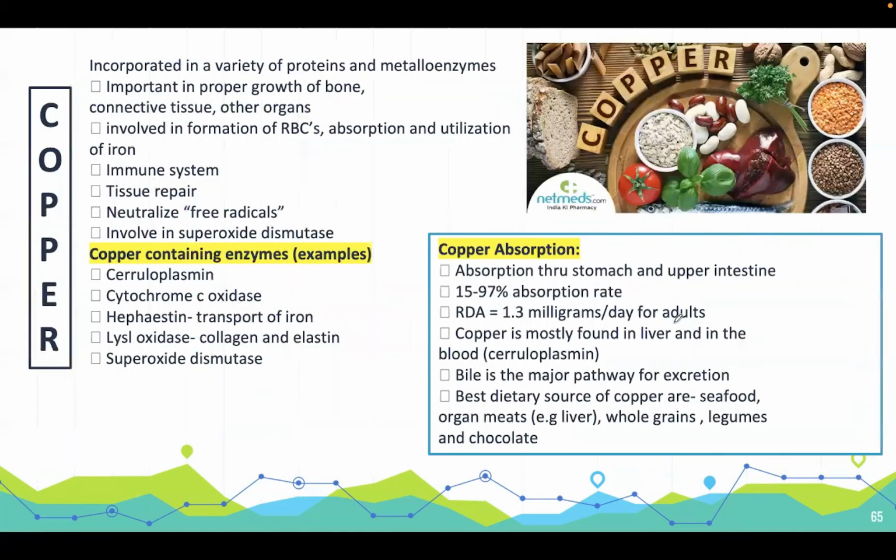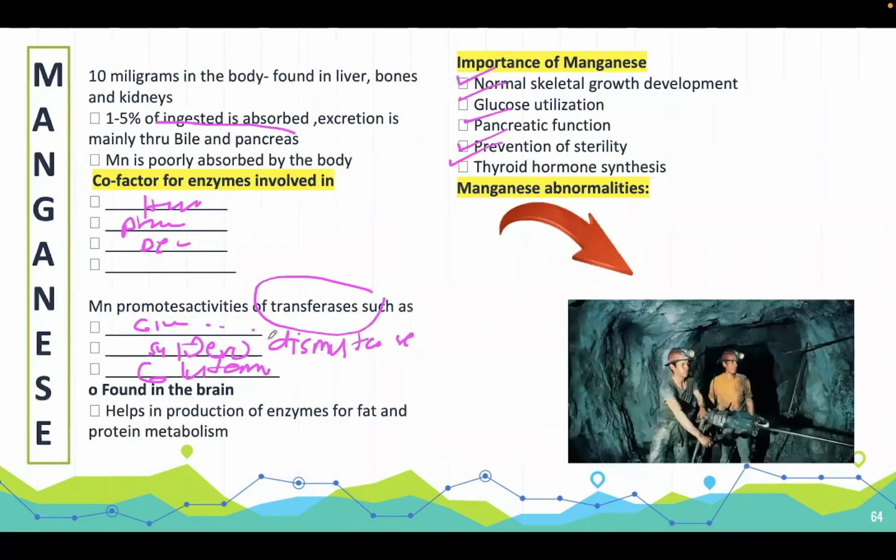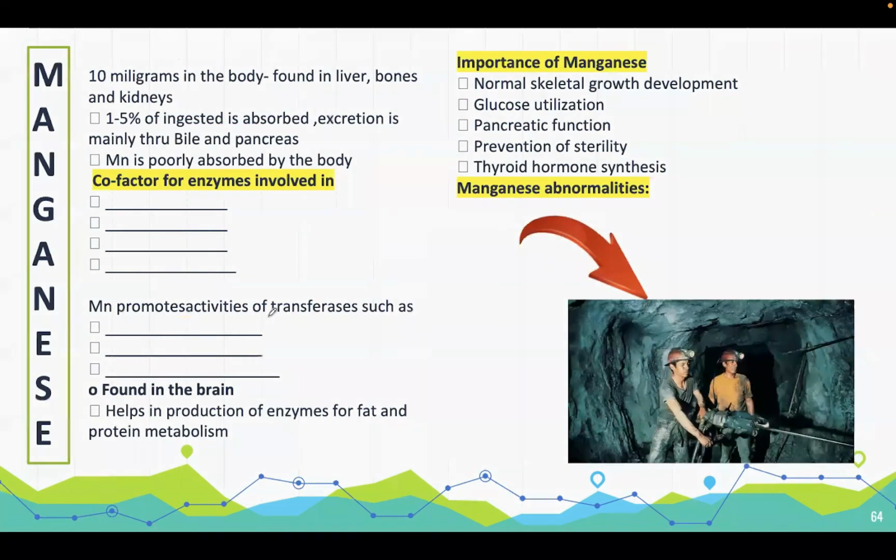Next, we have your copper. Okay, your copper is incorporated in a variety of proteins and metalloenzymes, important for the proper growth of bone, connective tissue, and other organs. It is involved in the formation of your RBC, absorption and utilization of iron, involved in the immune system, tissue repair, and neutralizes yung mga free radicals natin. Involved din po siya sa superoxide dismutase. Ito yung binabanggit ko dito kanina. So, superoxide dismutase. Ayan. Si manganese involved din po sila doon.